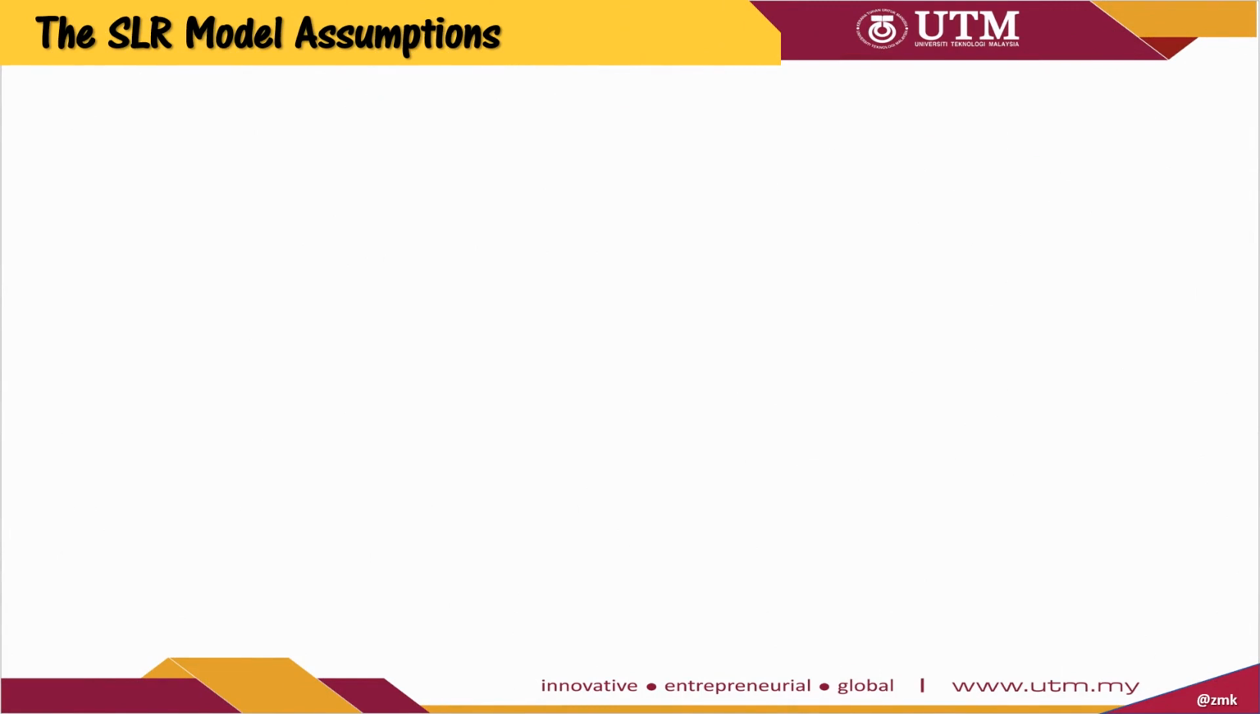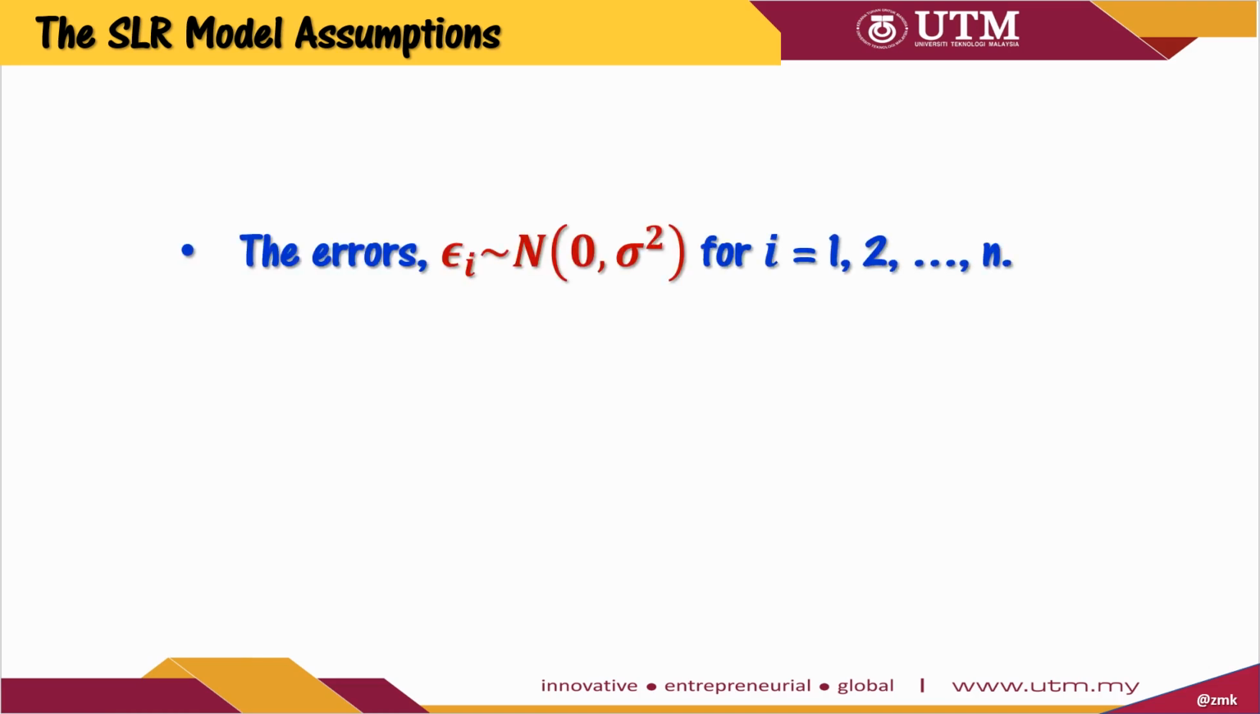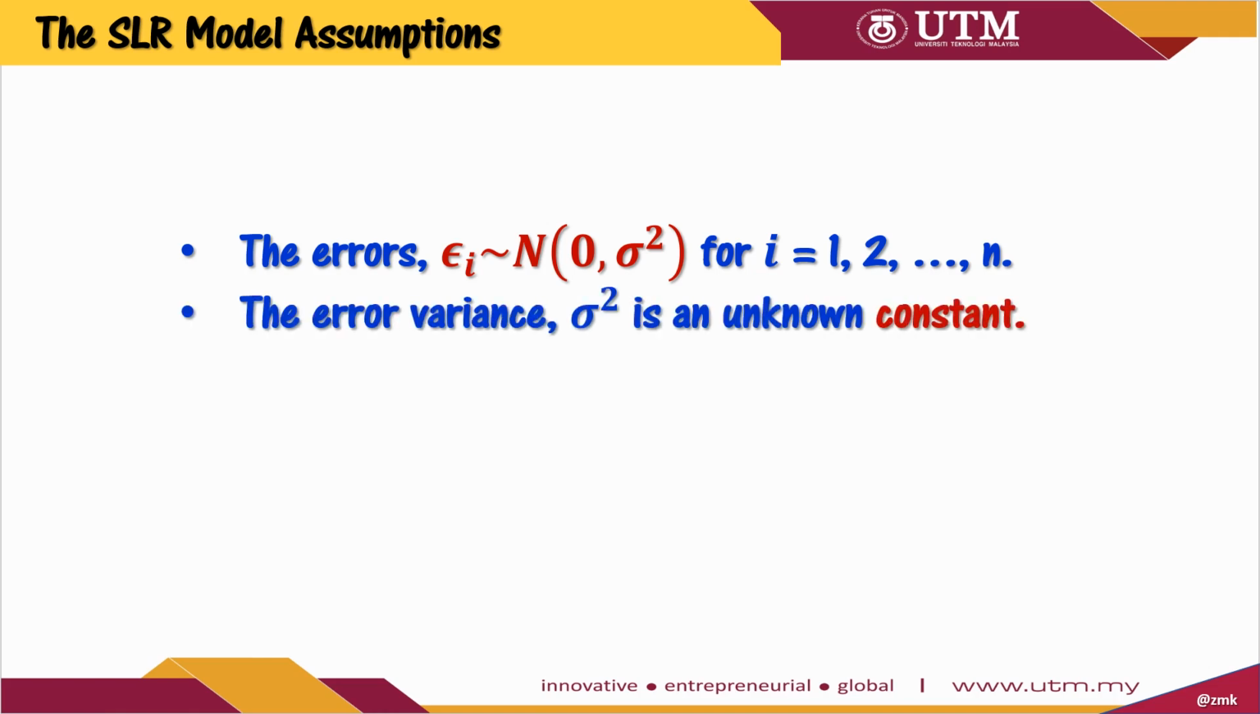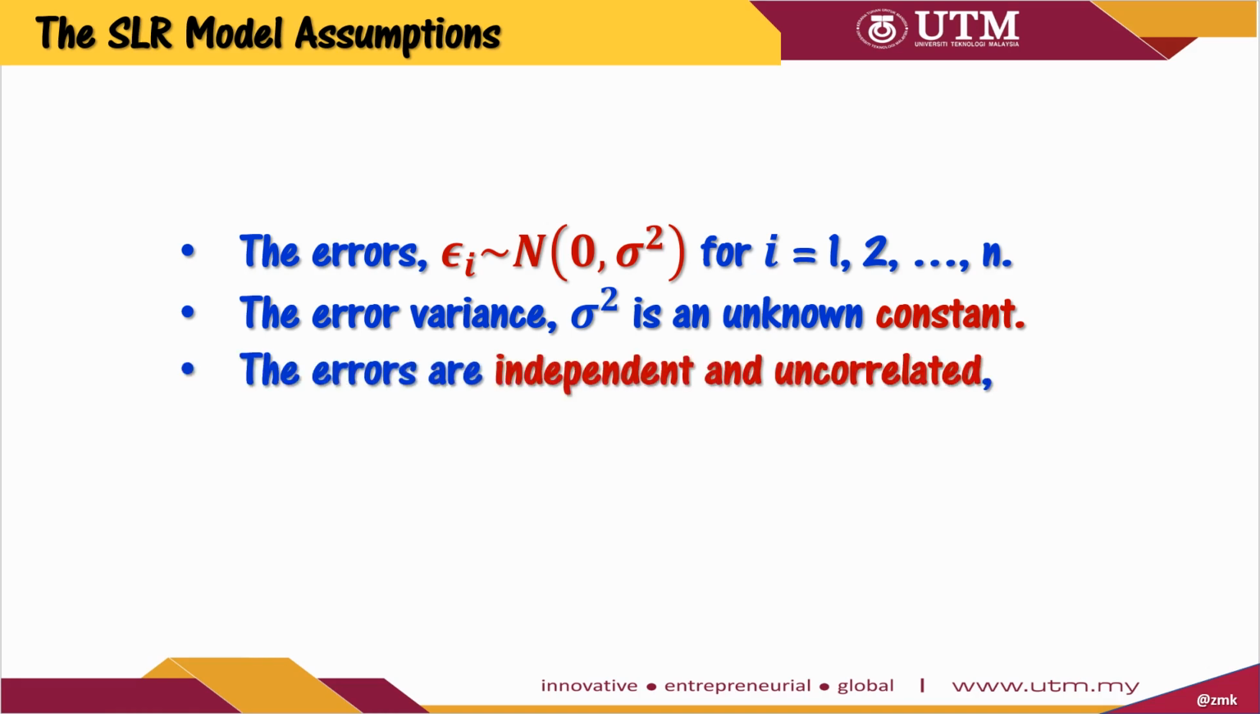When we use the method of least squares in estimating the simple linear regression model parameters, we need to have the following underlying model assumptions. First, the errors are assumed to follow a normal distribution with mean 0 and variance sigma squared. Second, the error variance sigma squared is an unknown constant. And third, the errors are independent and uncorrelated, that is, the covariance between the two errors epsilon i and epsilon j is 0.